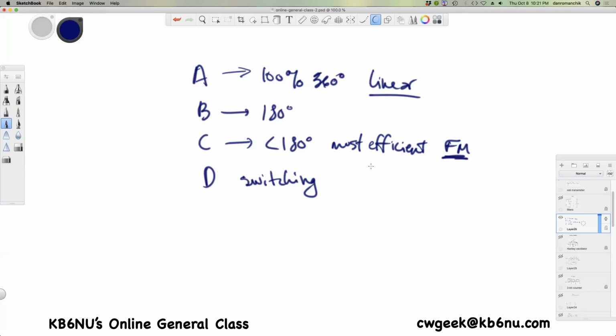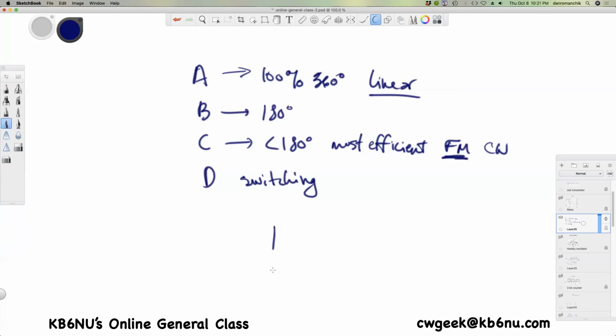Class C. Question, for which of the following modes is a Class C power stage appropriate for amplifying a modulated signal? Answer, FM. And it's also good for CW because, again, we're just sending out a carrier wave in CW.